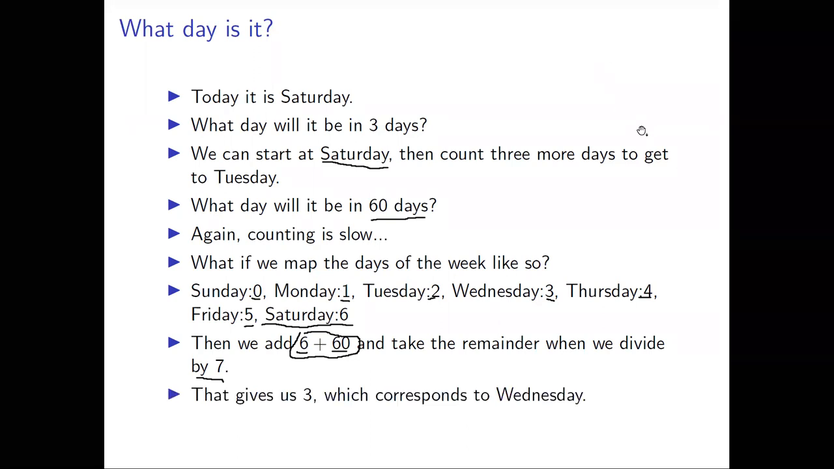So that's 66 divided by 7. And the remainder is 3. And once we get that 3, we can look to see the map that we defined in this bullet. What does the 3 correspond to? And the 3 is right here. It is Wednesday.